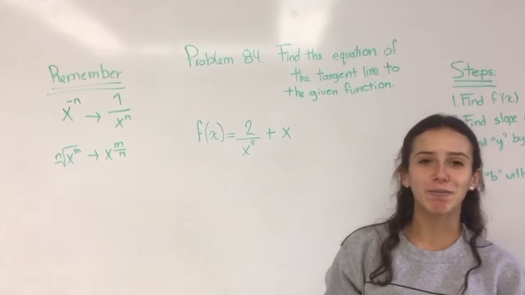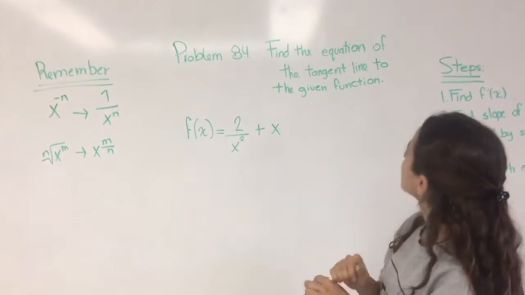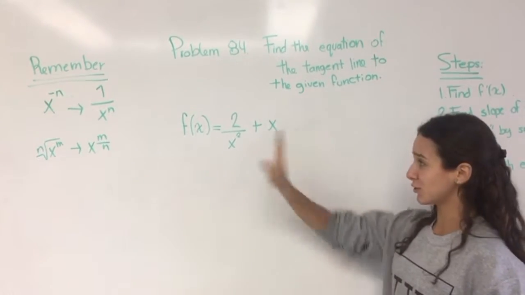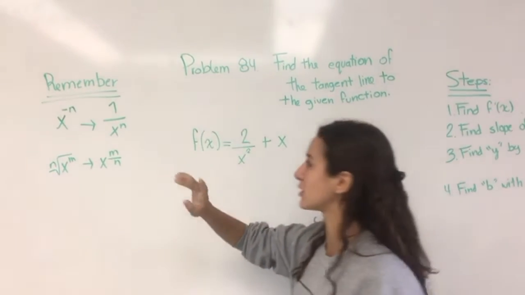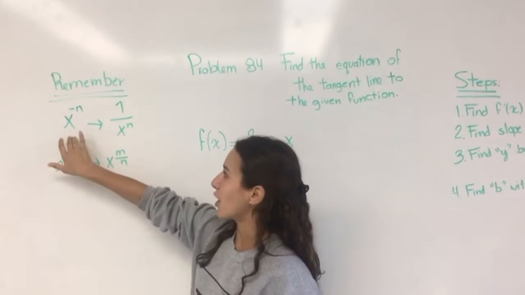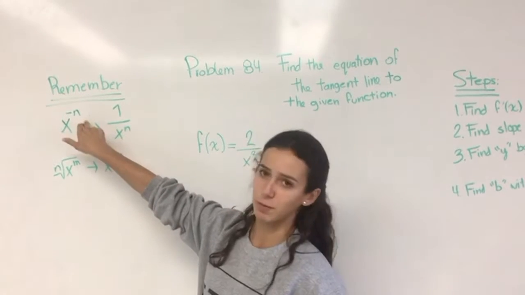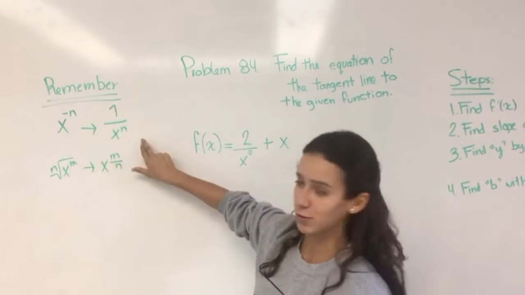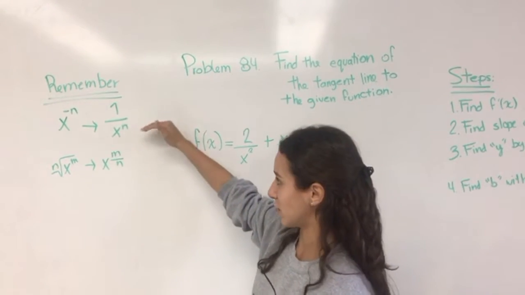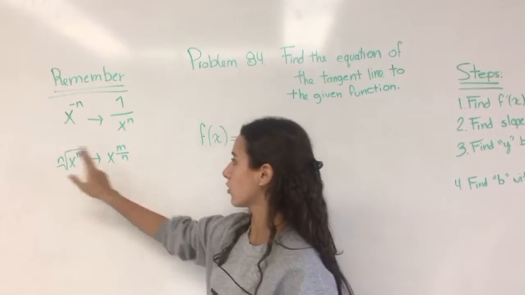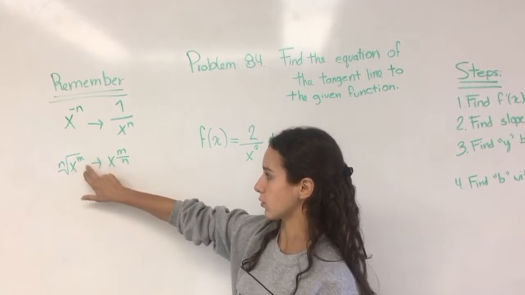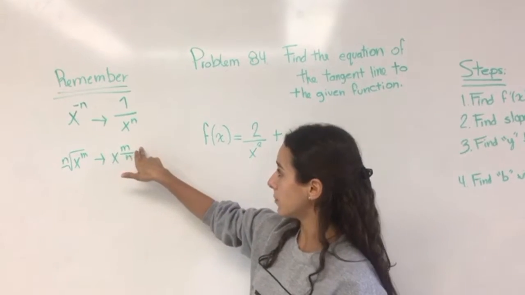Today we're going to solve a problem of finding the equation of the tangent line to the given function, which is this one. We have to remember some rules: if you have x to the minus n, if the exponent is negative, you have to move it to the bottom, it has to be a fraction. Or if it's in a square root, the n goes down, and once it goes inside, it goes on the top.